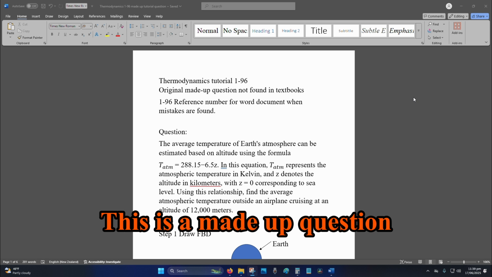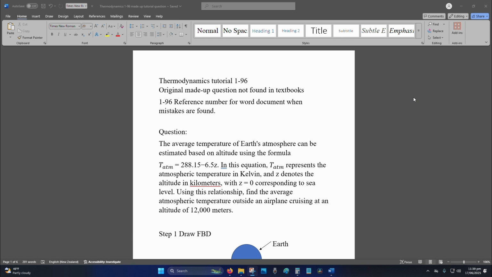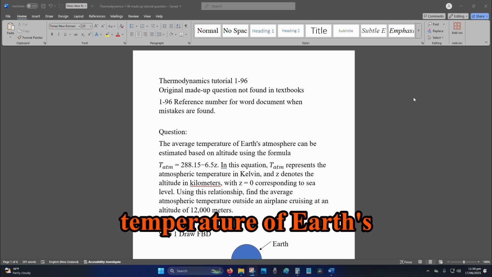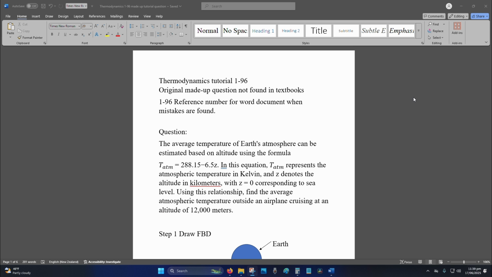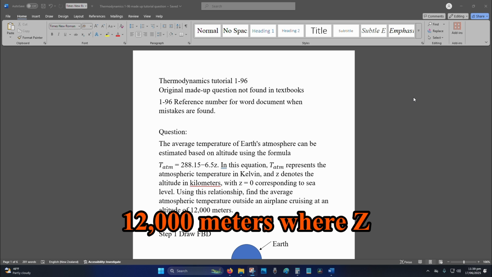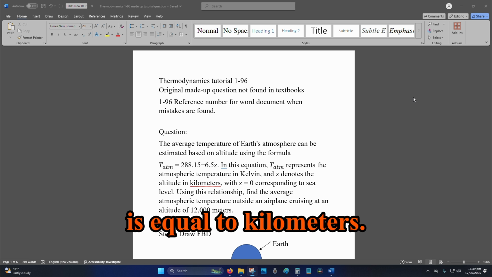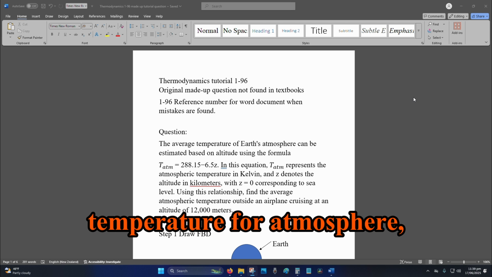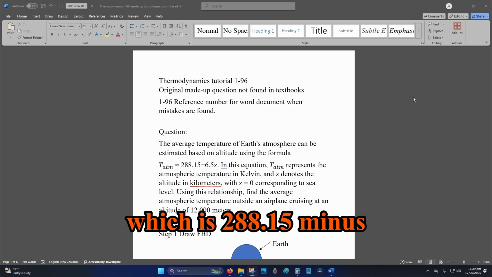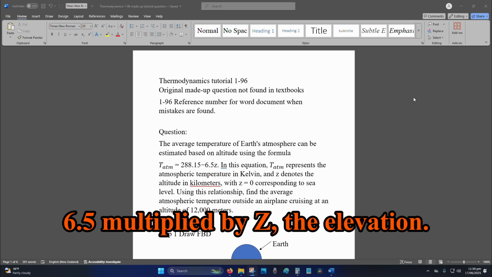This is a made-up question not found in your textbooks. We're trying to find the average temperature of Earth's atmosphere at the elevation of 12,000 meters, where Z is equal to kilometers. They give us the temperature for atmosphere, which is 288.15 minus 6.5 multiplied by Z, the elevation.